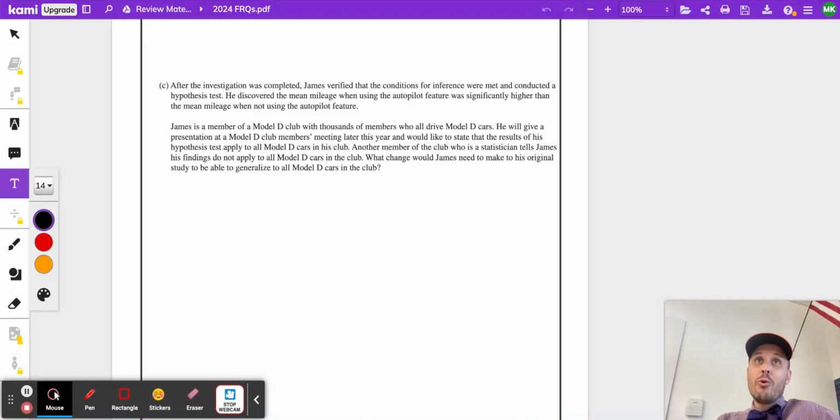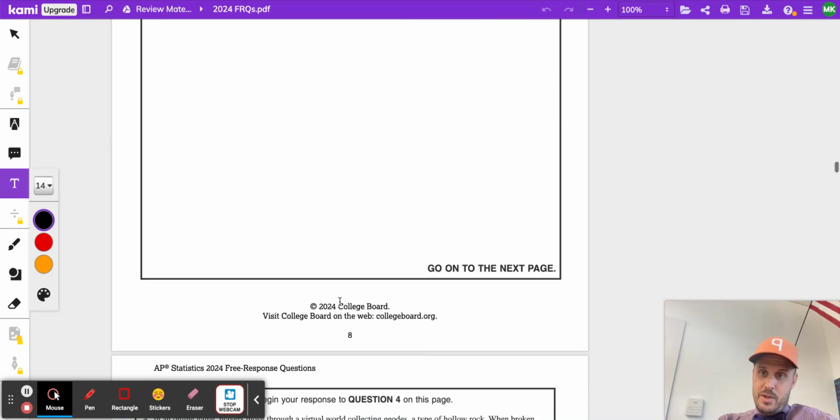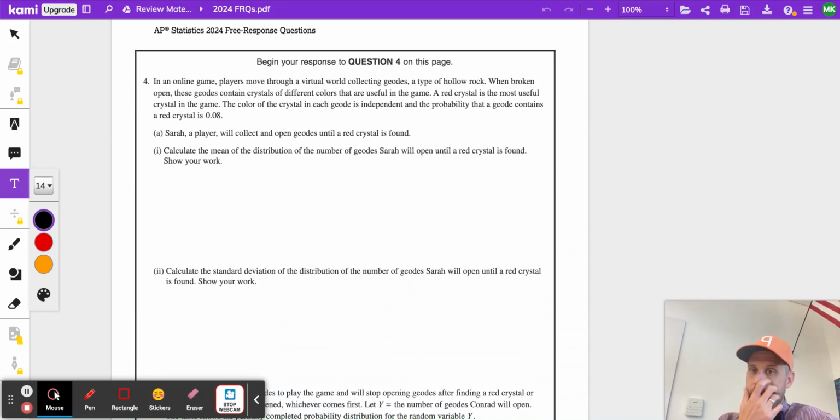So you would need to take a random selection of Model D cars and have them compare 2 different things, and you did a match pairs design or something like that. But you need to randomly select Model D cars in order to generalize to all Model D cars. Good. All right, number 4, online game.